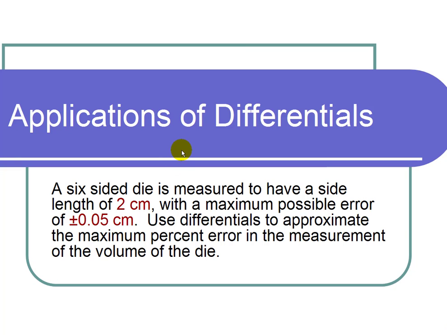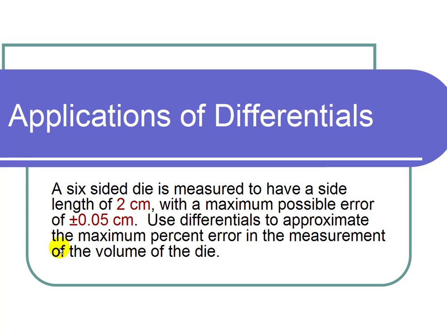This is a video on using differentials to approximate a percent error. The question states, a six-sided die is measured to have a side length of 2 centimeters with a maximum possible error of 0.05 centimeters. Use differentials to approximate the maximum percent error in the measurement of the volume of the die.